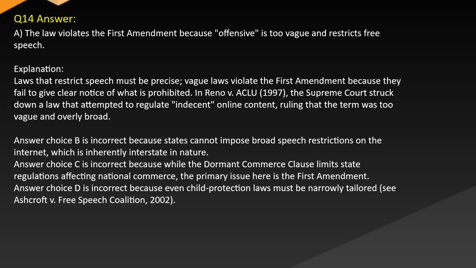Answer choice B is incorrect because states cannot impose broad speech restrictions on the internet, which is inherently interstate in nature. Answer choice C is incorrect because while the Dormant Commerce Clause limits state regulations affecting national commerce, the primary issue here is the First Amendment. Answer choice D is incorrect because even child protection laws must be narrowly tailored. See Ashcroft v. Free Speech Coalition, 2002.